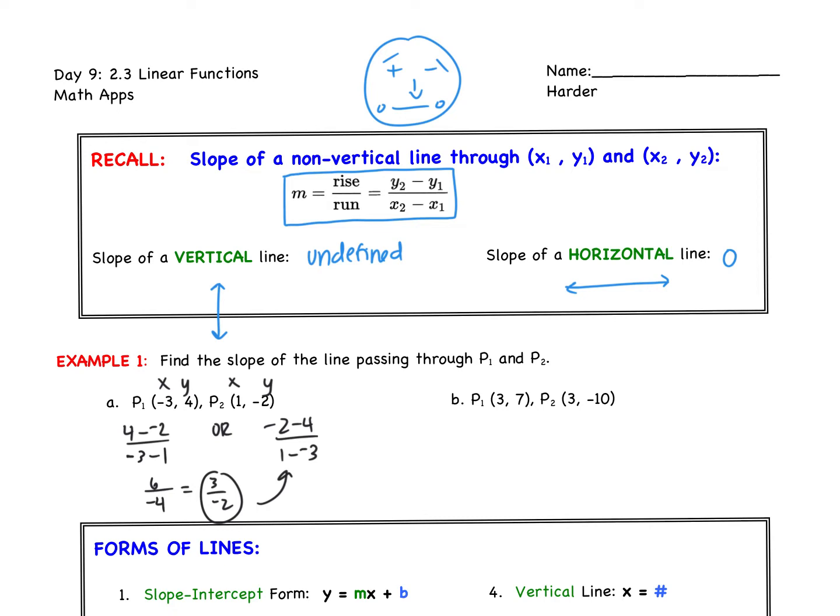Second one, if I'm doing slope, I'm going to do y minus y, so 7 minus negative 10. X minus x, so 3 minus 3. That gives me 17 over 0. If 0 is in the denominator, is our answer undefined or 0? Undefined. If you can't remember that, divide it out on your calculator. If you do 17 divided by 0, you're going to get an error message. That means the answer is undefined.